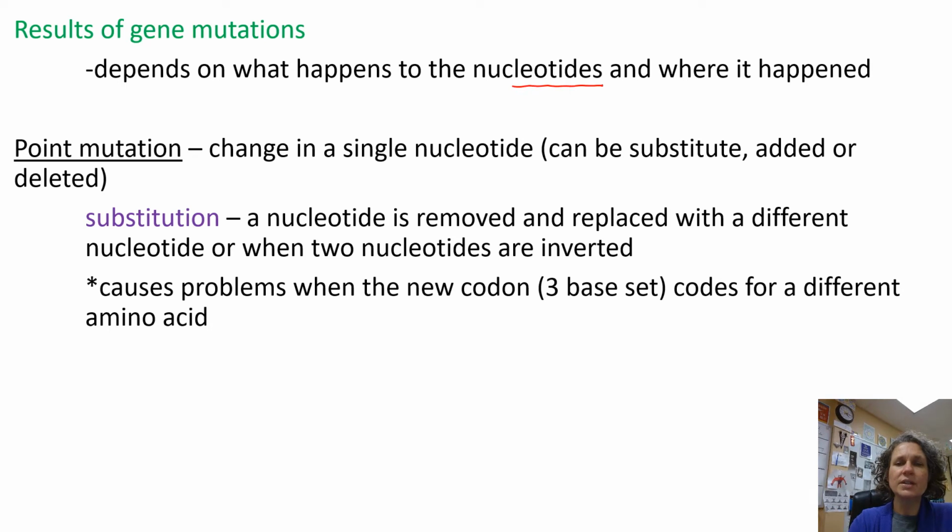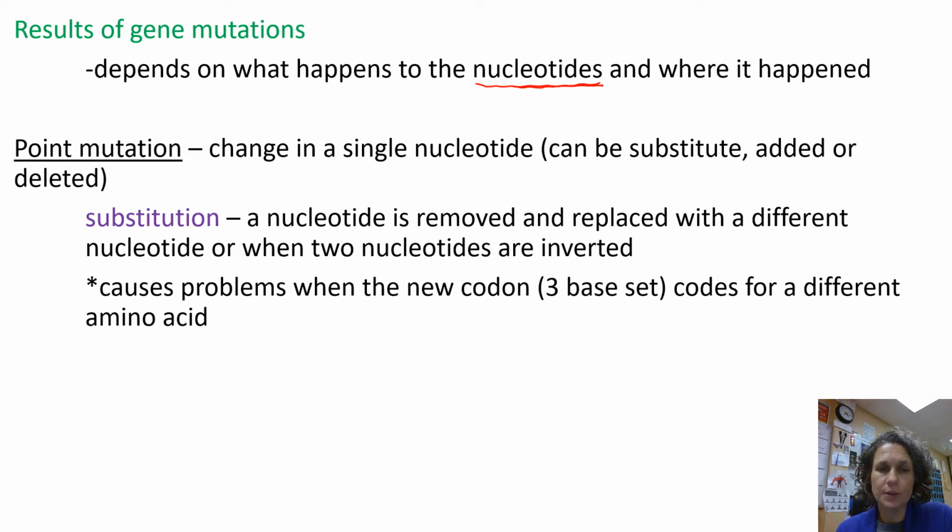Remember, the nucleotides are the sugar and the phosphate backbone along with the base: adenine, thymine, cytosine, guanine. So it depends on them and what happens to them, and there are point mutations, which we'll talk about first. This is when something happens to a single nucleotide. And there are 3 types of point mutations.